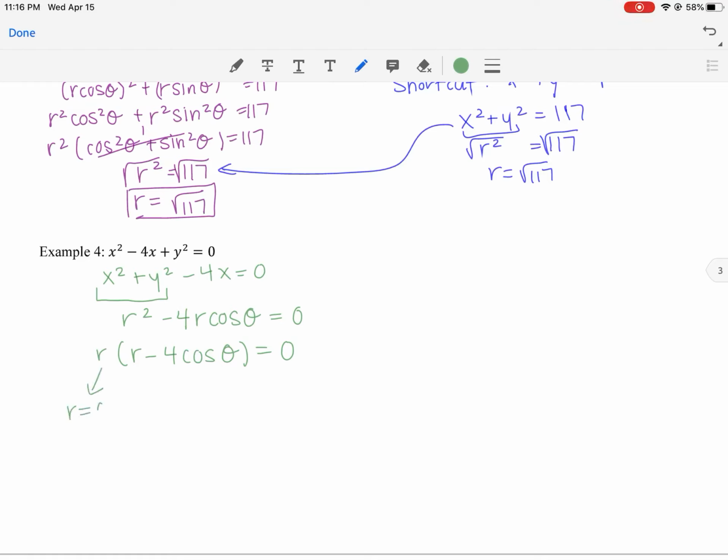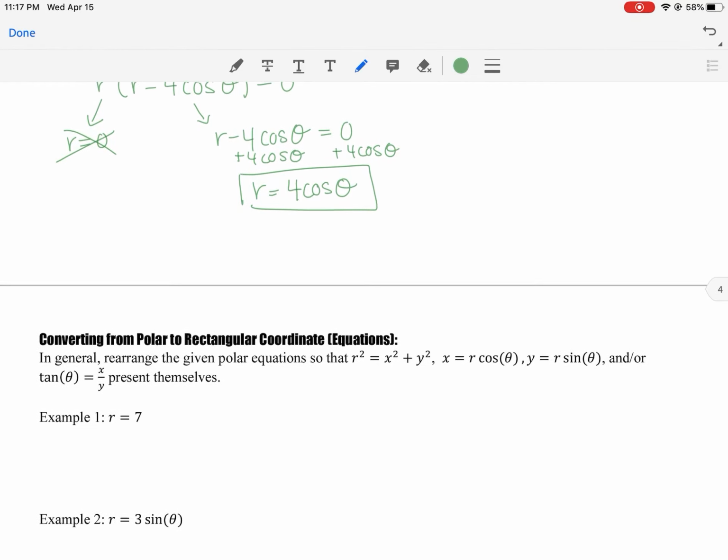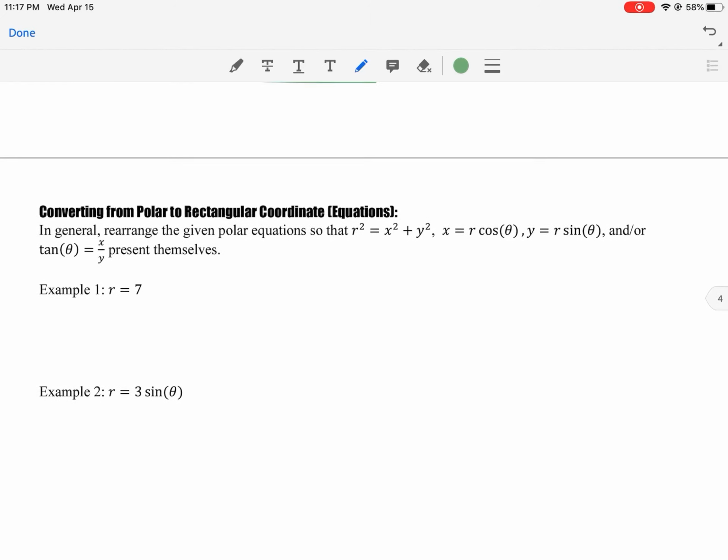So think about your factoring. This means that r equals 0, and that's super trivial. That's just going to be a point at the origin, or at the pole in this case, right? But this one is the more interesting one, r minus 4 cosine of theta equals 0. And if you solve for r by adding 4 cosine of theta to both sides, you get r equals 4 cosine of theta. That's your answer.